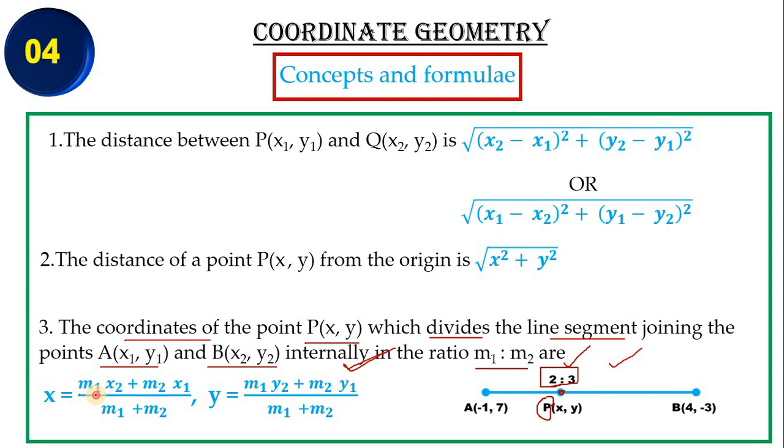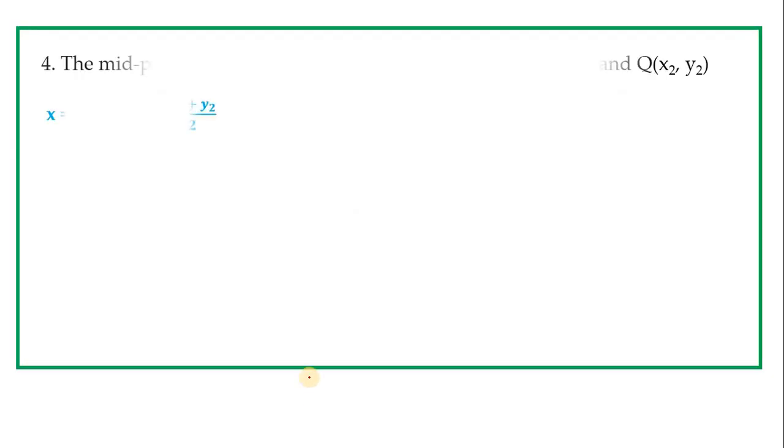So the formula is (m1x2 plus m2x1) by (m1 plus m2), (m1y2 plus m2y1) by (m1 plus m2). And a very important thing you want to observe in this formula is, see, nowhere do we have a negative symbol. Everywhere here we have a positive sign only. Why I am repeating this is, in model question paper 2 they asked this formula, so learn this formula very well. Next, let us move on to another point.